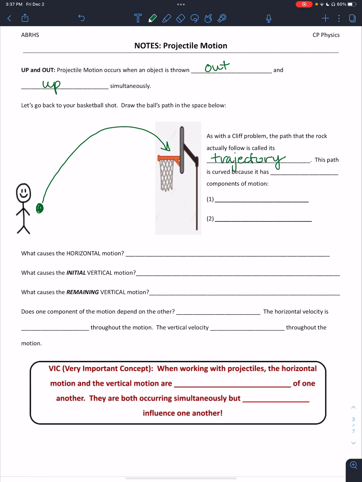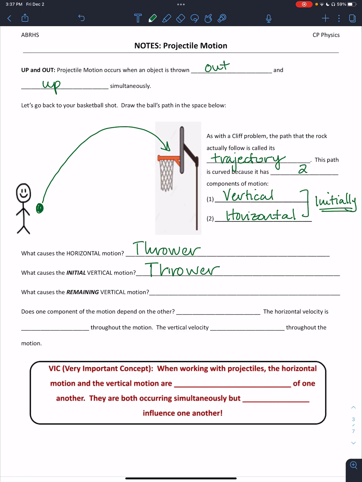The difference here is that it's curved because we've got two components. We've got this vertical piece and we've got our horizontal piece. The key difference is we've got both of these initially, whereas with the clip problem, it's only horizontal initially. Similar to what we saw before, what causes the horizontal motion is the thrower. What causes the initial vertical motion is also the thrower. What causes the remaining vertical motion once the basketball player lets go of the ball is gravity.